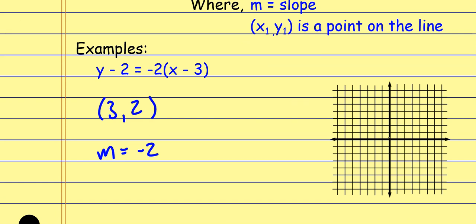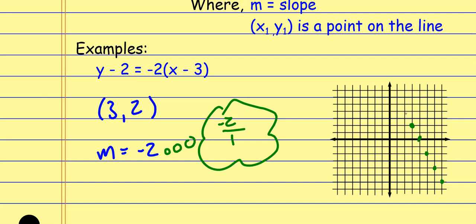I plot the ordered pair, 3, 2. 3, 2 is right here. And now from there, I use the pattern. The pattern is negative 2 over 1. Again, if you think of this as rise over run, a rise of negative 2 means you go down 2, and then a run of 1 means you go over 1. So it's basically just giving us that pattern. So down 2 over 1, and I can keep it going. Down 2 over 1, down 2 over 1.